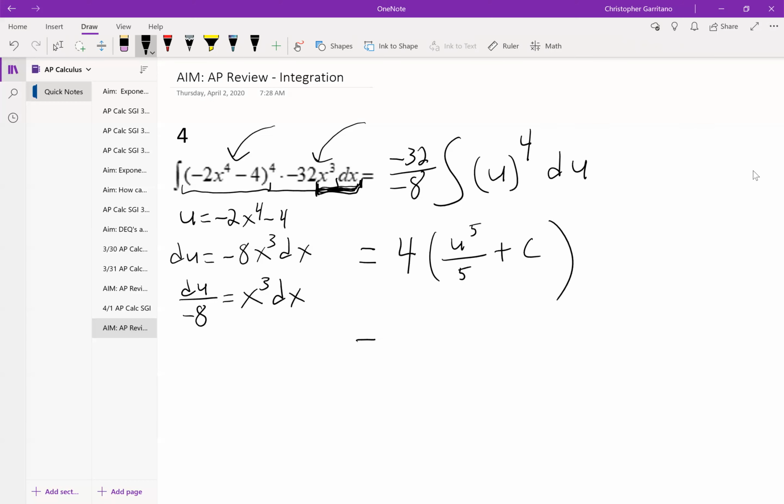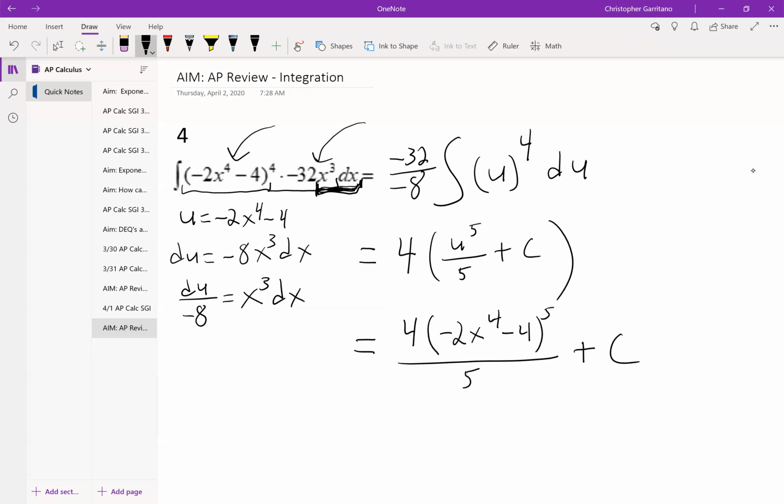And of course, my final answer should be in terms of x, since this is an indefinite integral, and I was given an original integrand in terms of x. So my final answer should be in terms of x. So I will write this as 4 times negative 2x to the 4th minus 4, all of that to the 5th power, all of that divided by 5, plus c over here.